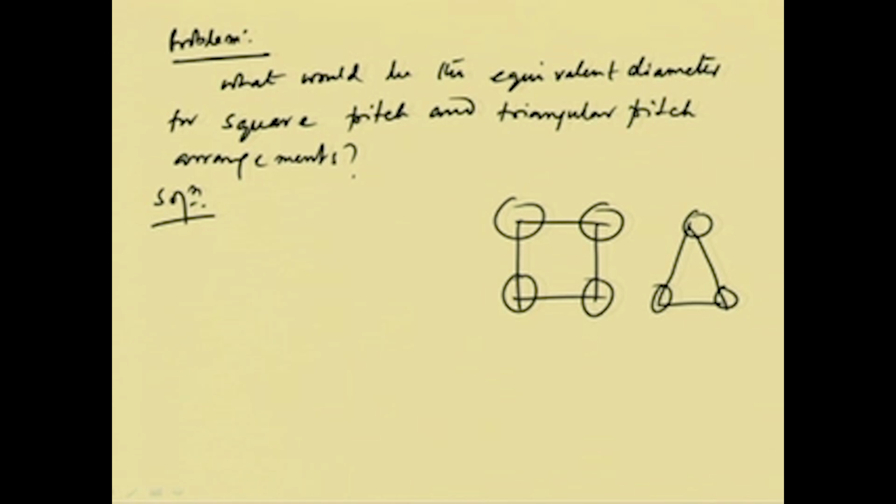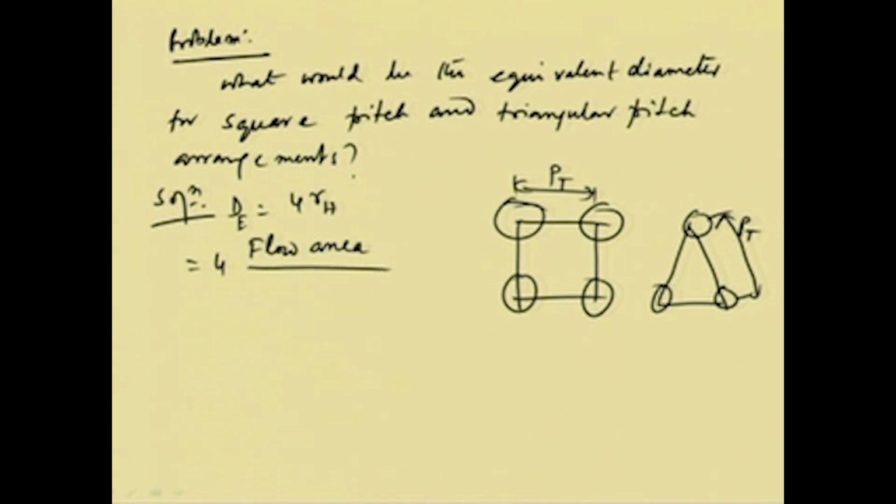Okay. So, in this case, as I told, this is the PT, the center to center distance. And we know that in case of square pitch, what is the equivalent diameter D equivalent? It is equal to 4 times the hydraulic radius, and that is equal to 4 into flow area. Hydraulic radius is defined as flow area by wetted perimeter.